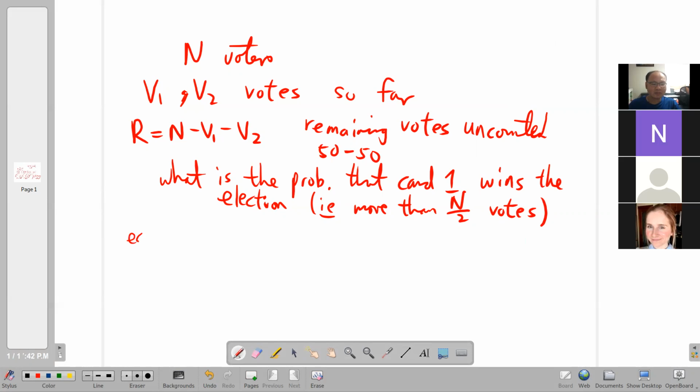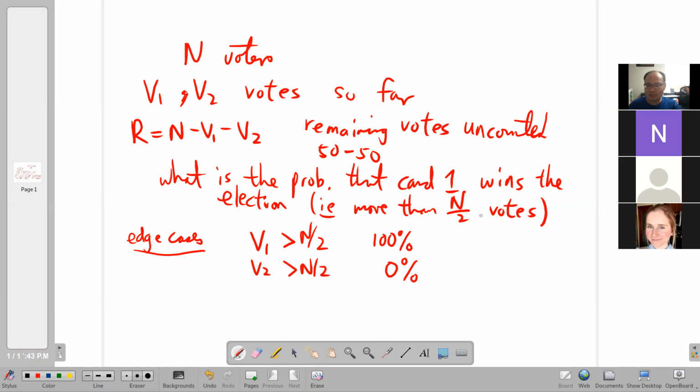Okay, so anyway, what are some edge cases? It could be that V1 is already greater than N over 2. So whatever you count, it's already a majority, so you are going to have a 100% win. That's it. You already won. It could be that V2 is already greater than N over 2, in which case there's nothing you can do. It's 0%. Those are the two edge cases. But then there's anything in between. Maybe neither one has completely won yet. So what to do?